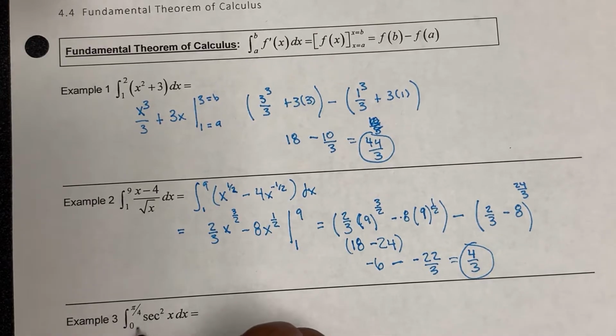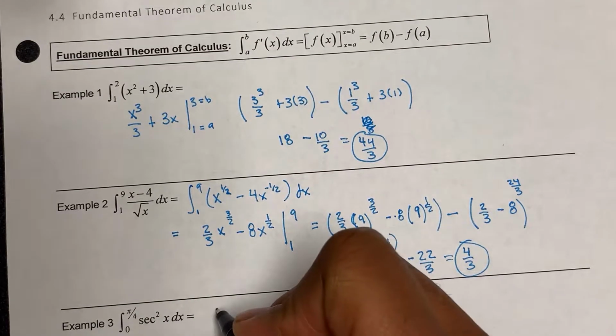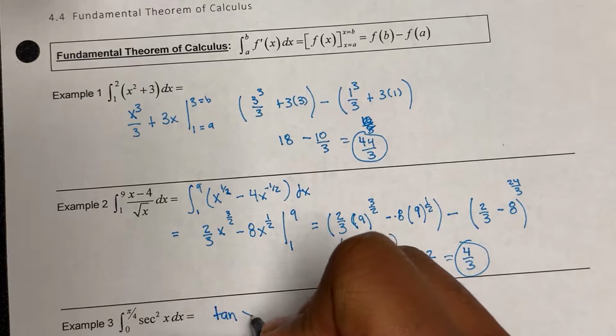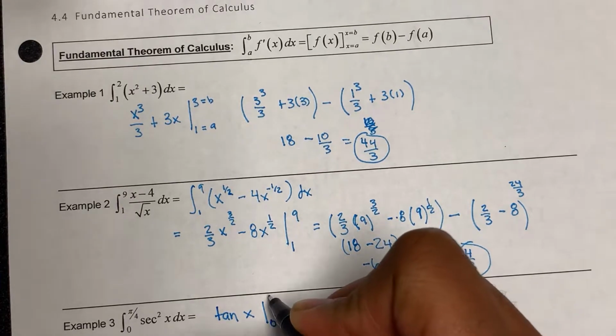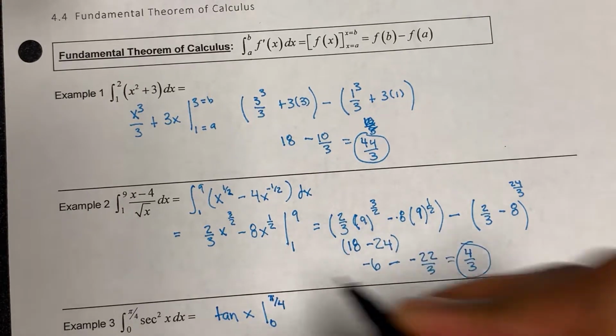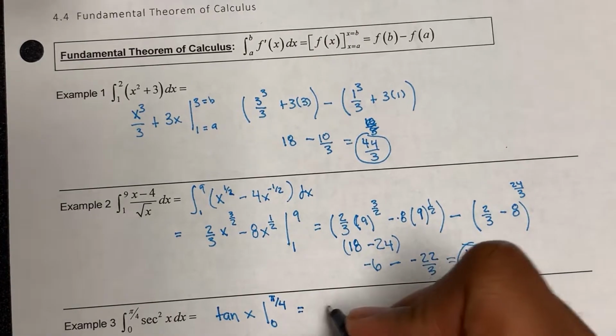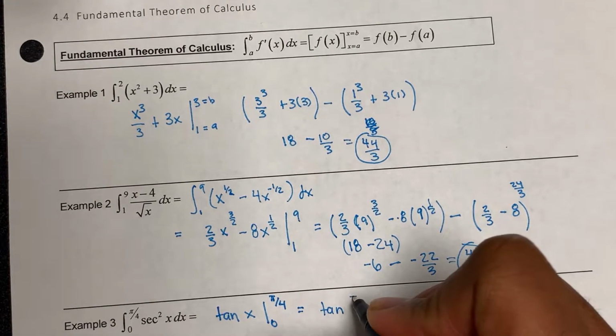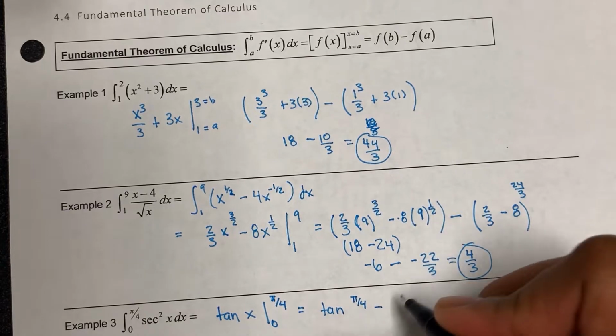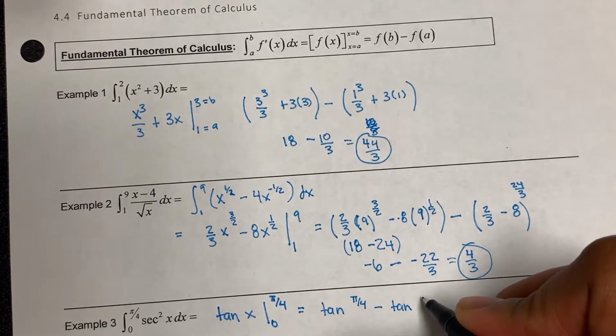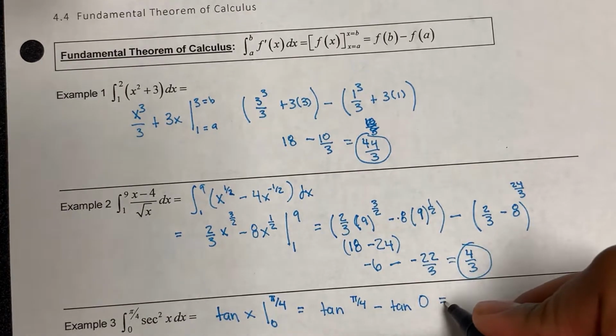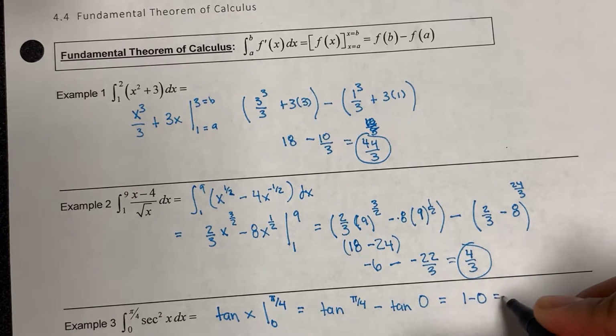Example 3. So integrating secant squared x. Whose derivative is secant squared? That would be tangent x, and we evaluate it from 0 to pi over 4. So that is the tangent of pi over 4 minus the tangent of 0, which equals 1 minus 0, which is 1.